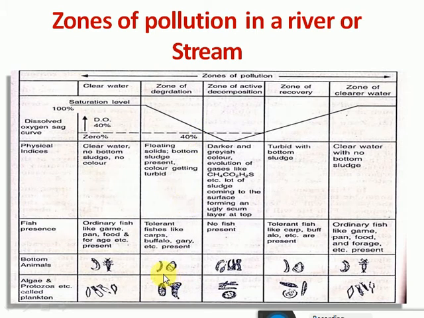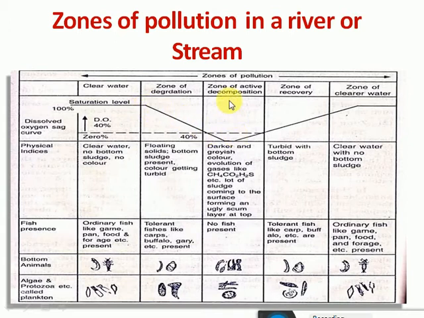Some of the bottom animals will be present, and some algae and protozoans will be there, which require very little oxygen. Most of the species tend to die, but some tolerant species which can survive in the range of 2 to 4 mg per liter will survive in this zone. So this is called the zone of degradation. That means the oxygen level slowly starts to depreciate in the receiving water body.